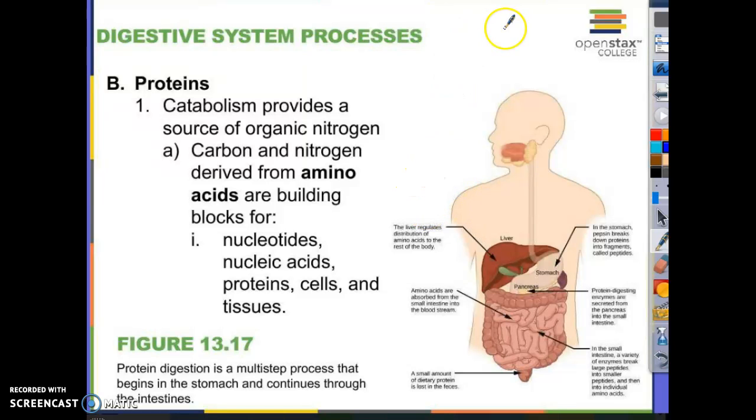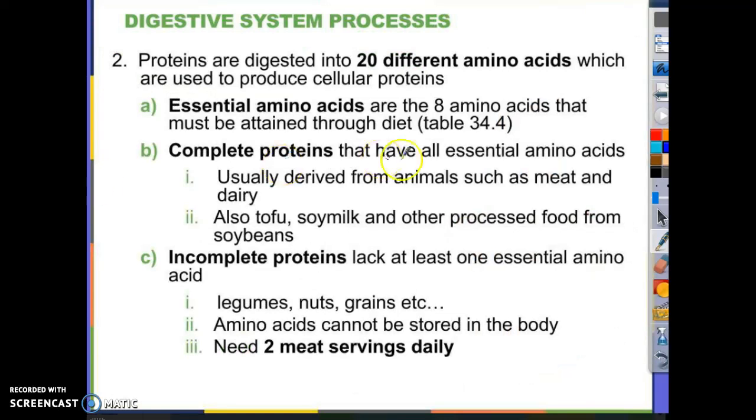Proteins. We have to consume proteins because animals can't make their own amino acids. So amino acids, these building blocks of proteins, are necessary. If you don't consume all the amino acids, you can't build all the proteins that you need for building tissues and parts of cells and so on. So there's 20 different amino acids. We need to consume all of them. We need every single one of them in our bodies. A complete protein has all of those.